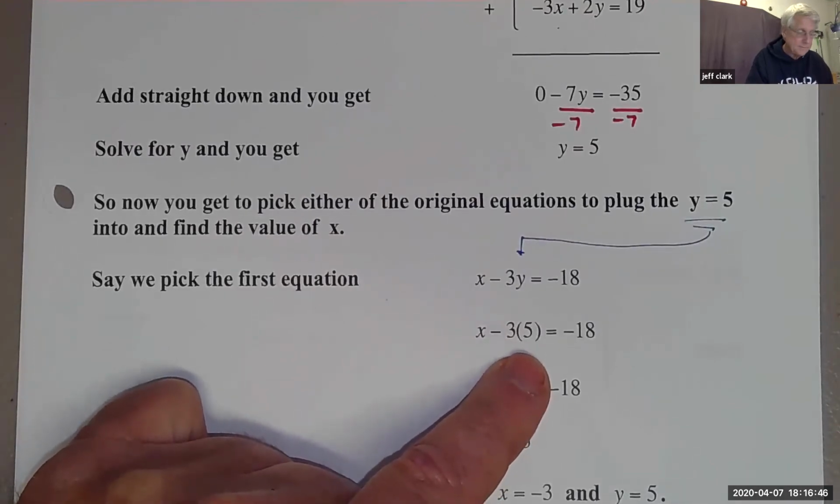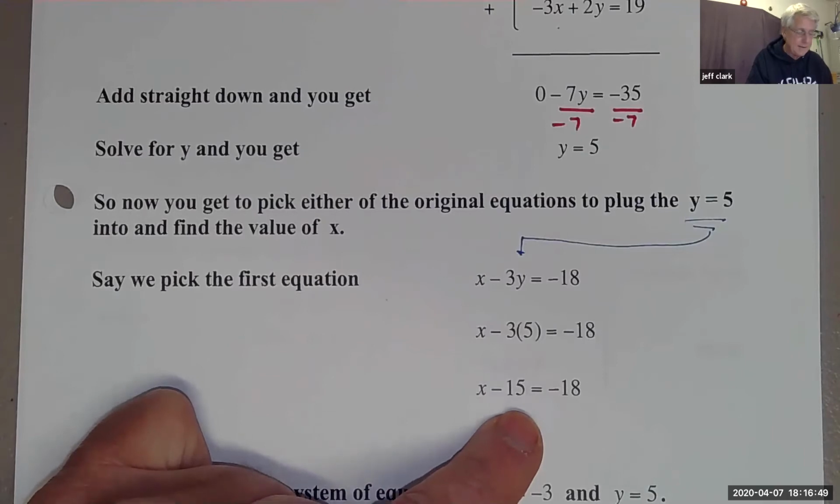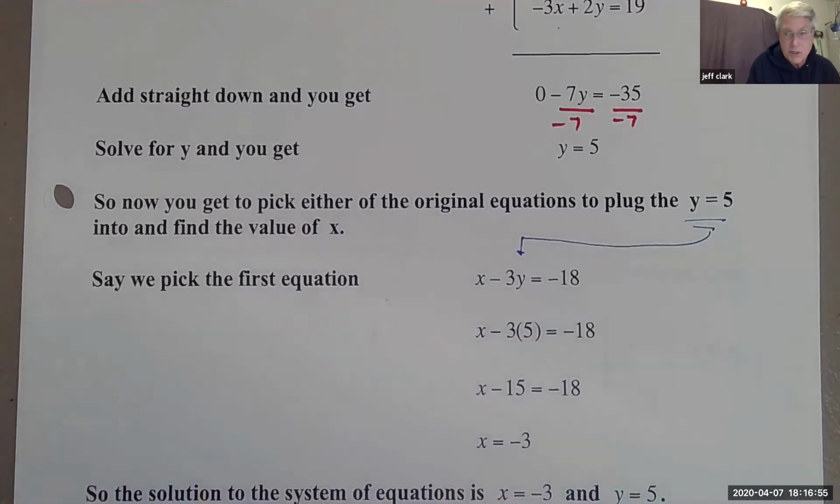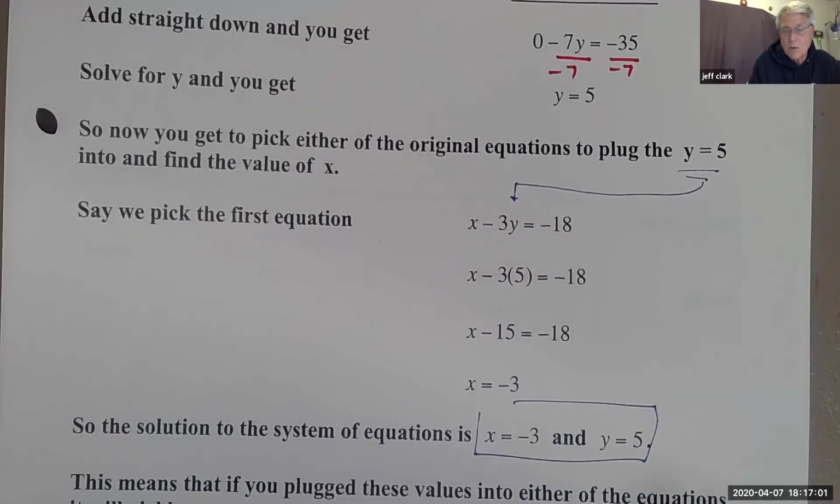Simplify, add 15, and notice you get a number. There's your variable, x equals negative 3. So it turns out when x is negative 3, y is 5 is the place where those lines would touch.